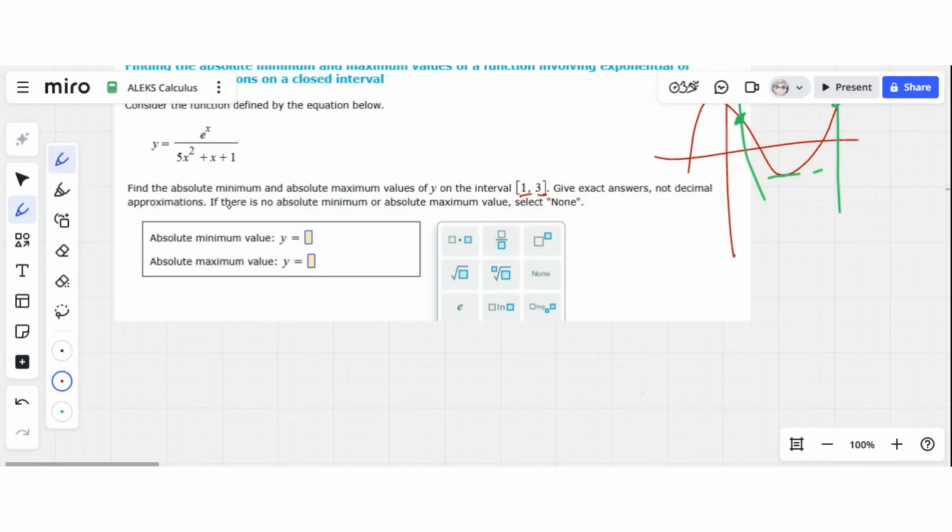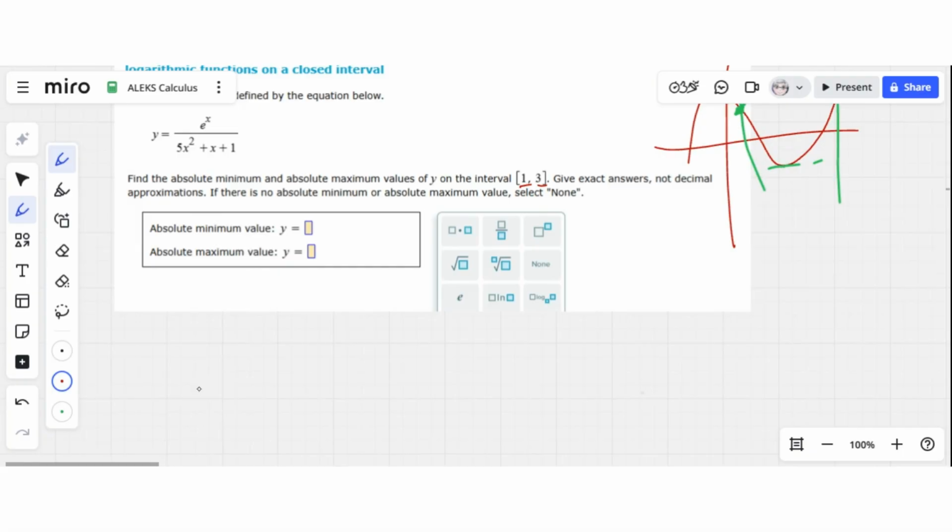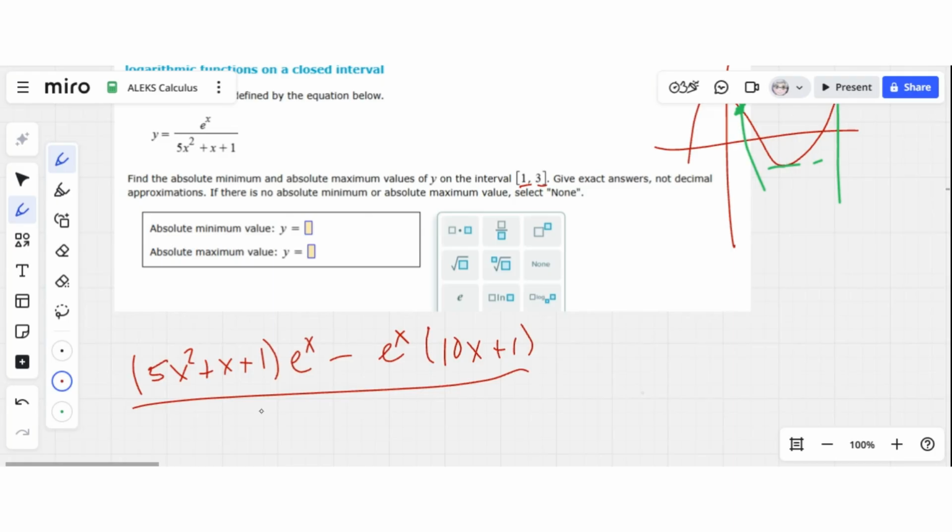First, we're going to try to take the first derivative by applying the quotient rule. And I always remember that as low d high minus high d low over low squared, low being the denominator. So low, 5x squared plus x plus 1 times the derivative of the numerator. So low d high. Luckily for us, the derivative of e to the x is e to the x. And then minus high d low. So e to the x times the derivative of what's on the bottom. That's 10x plus 1. And all of that goes over low squared. So 5x squared plus x plus 1 quantity squared. So there's our first derivative.